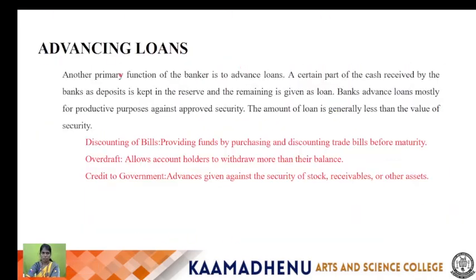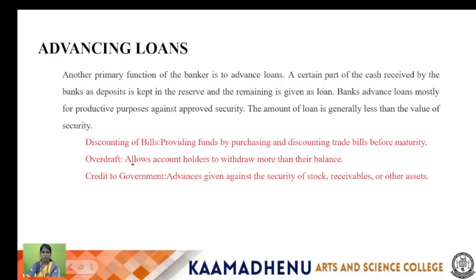Next, advancing loans. Another primary function of the banker is to advance loans. A certain part of the cash received by the bank as deposit is kept in reserve and the remaining is given as loan. Banks advance loans mostly for productive purposes against approved security. The amount of loan is generally less than the value of security. In advance loans, first, discounting of bills, providing funds by purchasing and discounting trade bills before maturity.